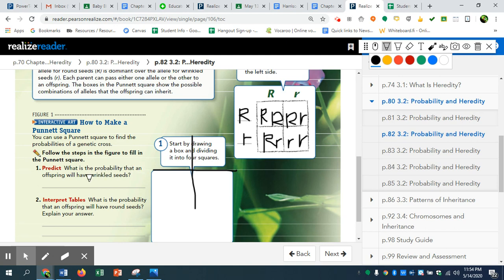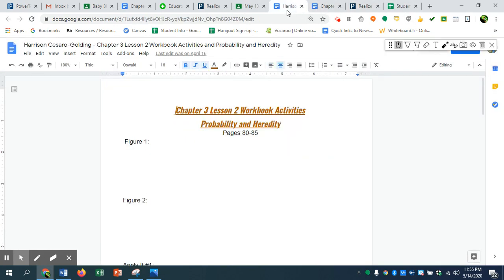So, what is the probability that an offspring will have the wrinkled seed? Right here, only one box is lowercase r, lowercase r. So that would be 25%. So let's go to our figure 1, and we're going to write 25%.